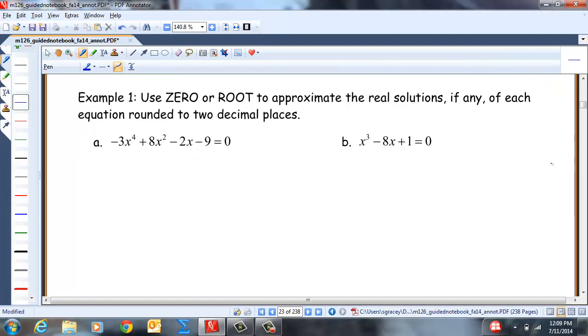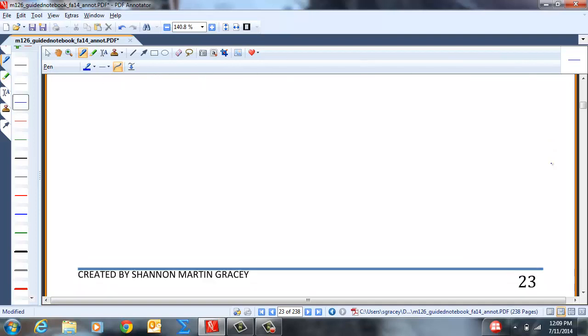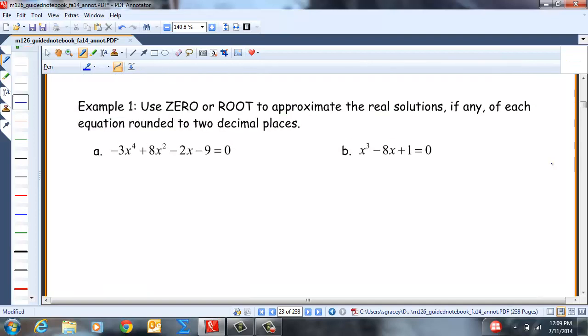We're going to use the 0 or root function to approximate the real solutions, if there are any, of each of these equations, and we'll round to 2 decimal places. So notice that for parts A and B, both of these are already equal to 0. So this method is perfect to use for solving this equation. So let's get our graphing calculators out.